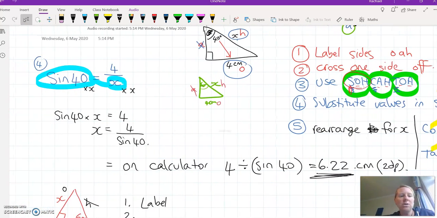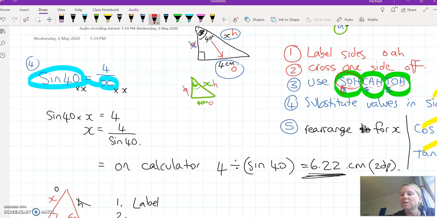For this one here, we substitute our values in. We end up with sine of theta equals O over H. The angle is 40 degrees, so we're going to put 40 in there. Our opposite is 4, and our hypotenuse we don't know, so that's X in this case. And then we're going to do a bit of rearranging.